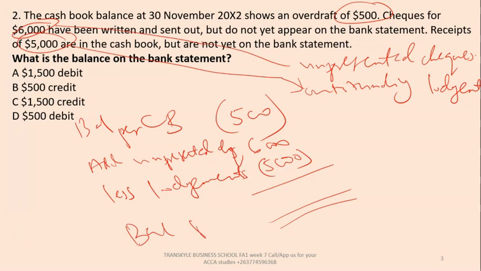So we are going to have the balance per bank. Let me just use my calculator again. That's negative 500 plus 6,000 minus 5,000. We're having 500. And the 500 is positive, so it simply means that we're having a credit balance. So it means that there is still money in our account. So you can see that this is why B is correct there.